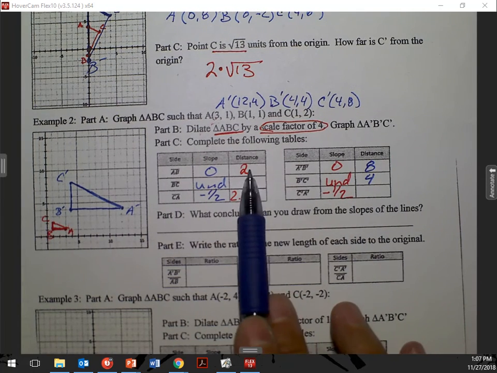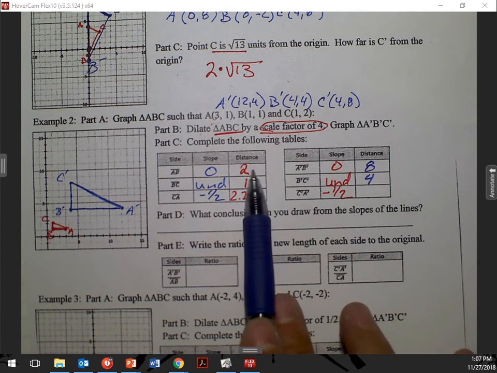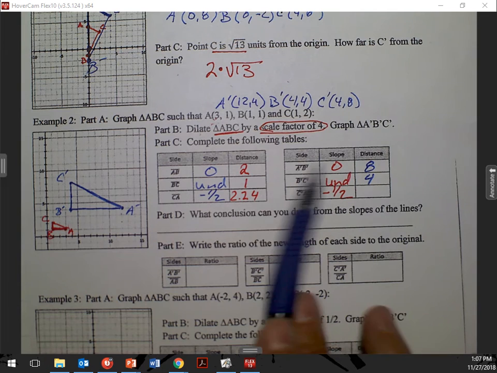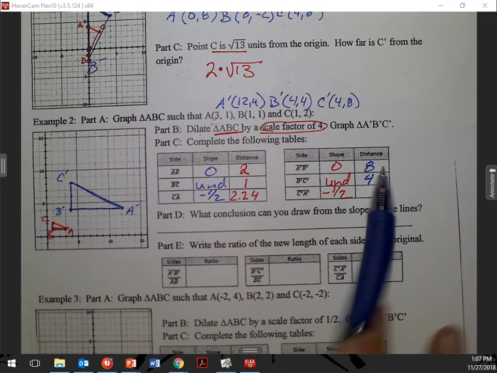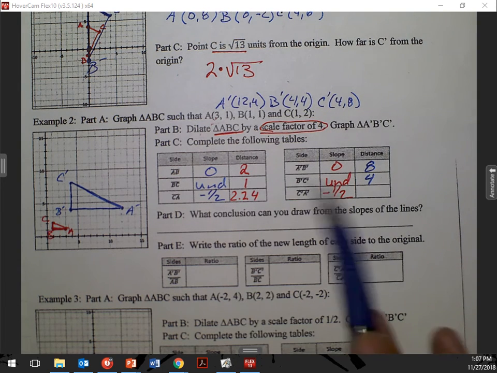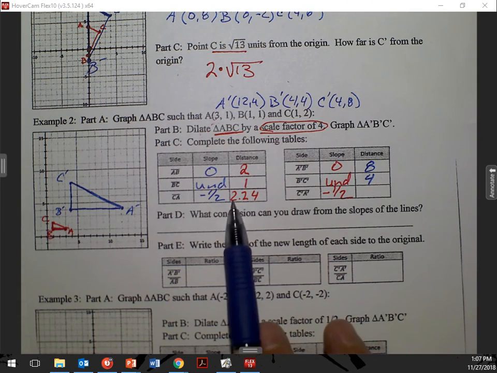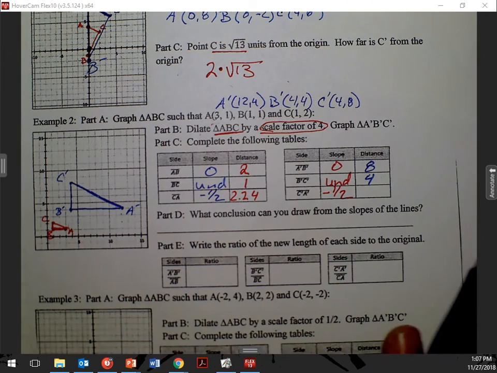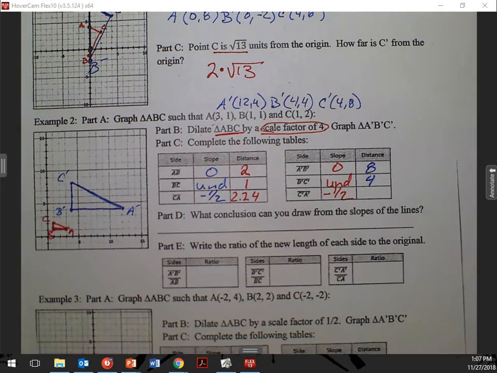Now, look at your distances here. Shouldn't it be the same? So from here to here, it's times 4, isn't it? 8. And from here to here, it's times 4. So what do you think this one's going to end up being? Times 4. It should be times 4, right?